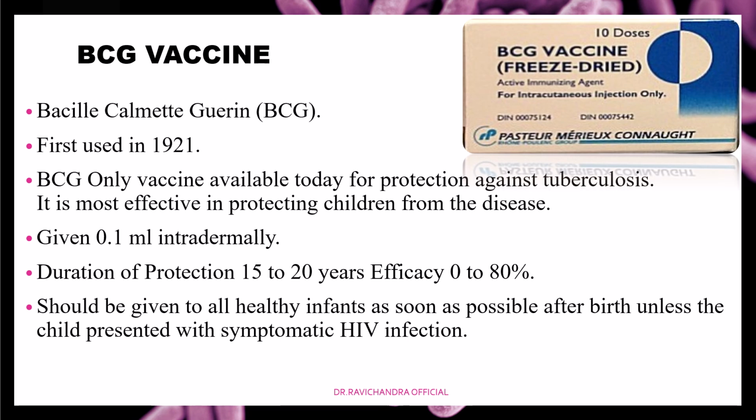Coming to the BCG vaccine, this can be asked for 3 marks in your pediatrics or in general medicine or in your microbiology. So what is BCG? It is Bacillus Calmette-Guérin. It was first used in 1921. It is the only vaccine available till today for protection against tuberculosis, and it is the most effective in protecting the children from the disease. How is it given? It is given intradermally 0.1 ml, and the duration of protection will be 15 to 20 years with efficacy of up to 80%. It should be given to all healthy infants as soon as possible after birth, unless the child presents with symptomatic HIV infection.